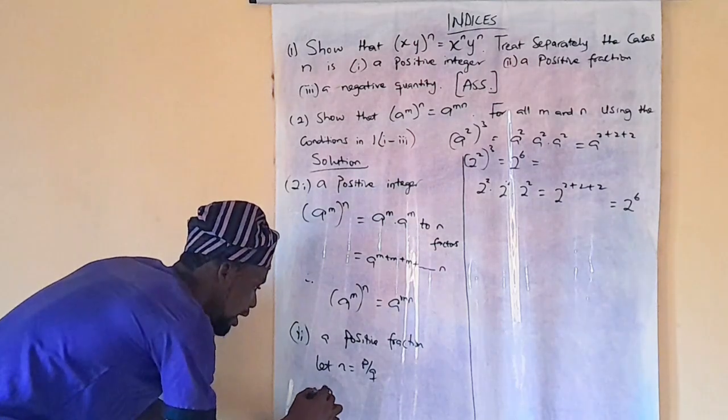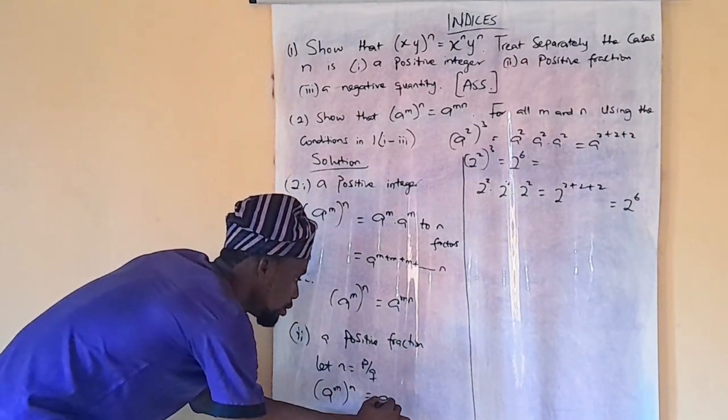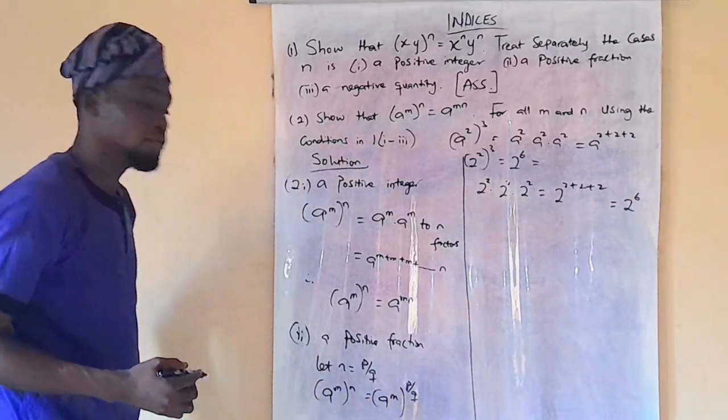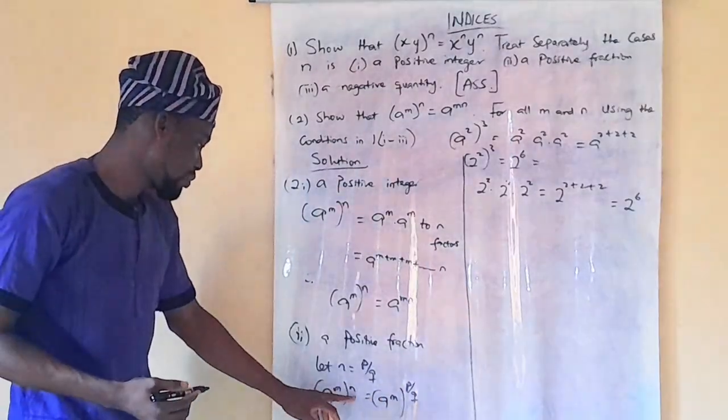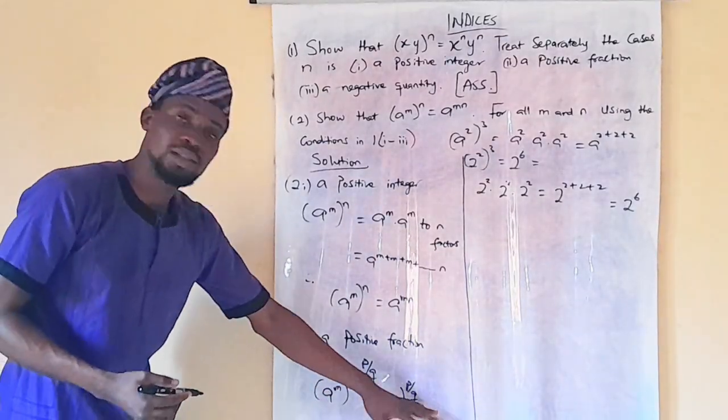I would have a raised power m, all raised power n, to be equal to what? a raised power m, all raised power what? p over q, since my n now is p over q. So this whole expression becomes this.